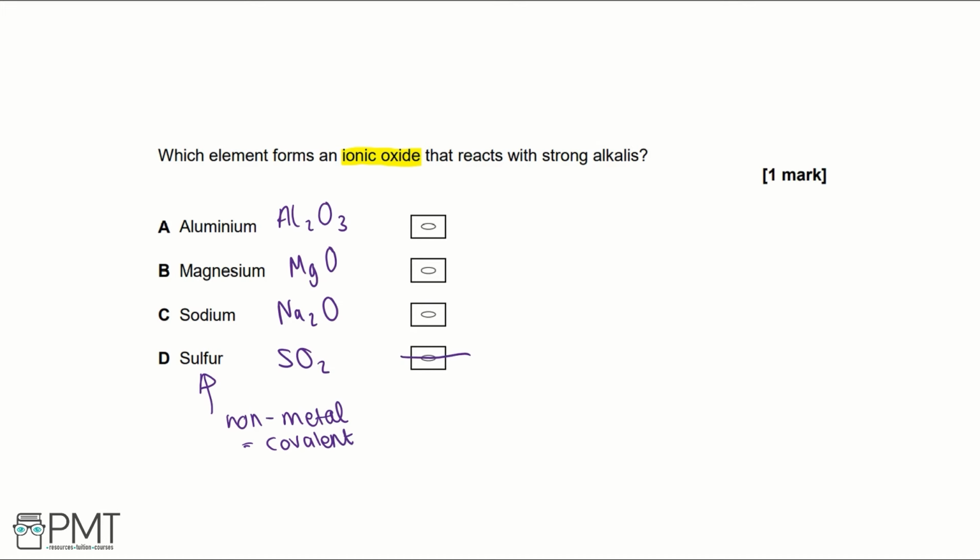Then the next key word in this question is that we want a strong alkali. So that means we're looking for something acidic. And there is a general trend of acidity from aluminium oxide to sodium oxide. And that's that sodium oxide is the most basic or the most alkaline, and aluminium oxide is the most acidic. So that means it's going to react the best with an alkali in a neutralization reaction. So the answer to this question is A, and to get the mark for this question you need to circle the box that corresponds to A.